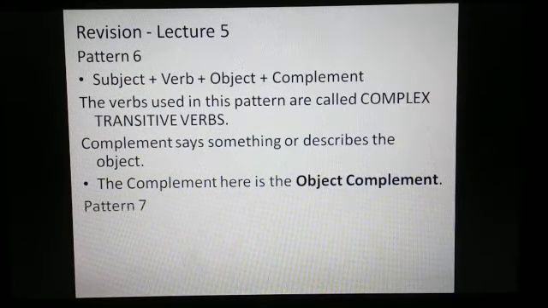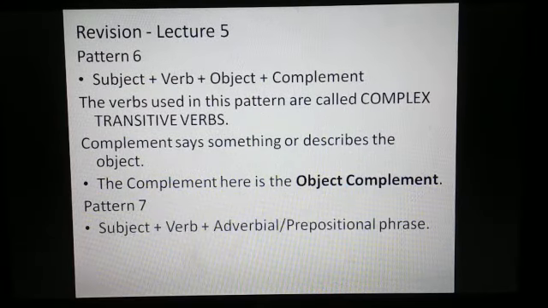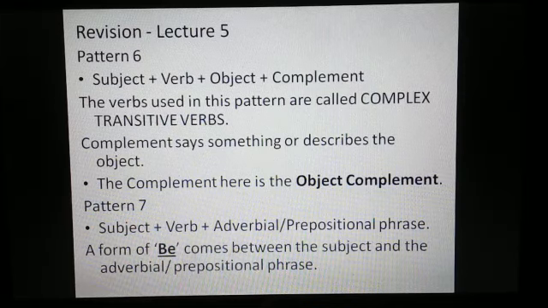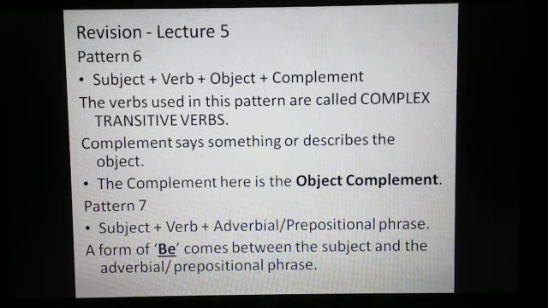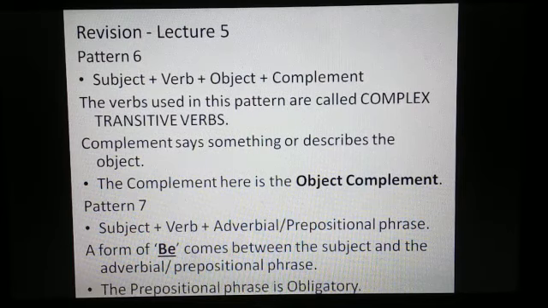Now, the next pattern that we did was pattern number 7, subject plus verb plus adverbial or prepositional phrase. A form of be comes between the subject and the adverbial or the prepositional phrase. And the prepositional phrase is obligatory. It is compulsory. Without the prepositional phrase or adverbial, your sentence will be incomplete. So the prepositional phrase is obligatory. It is compulsory.